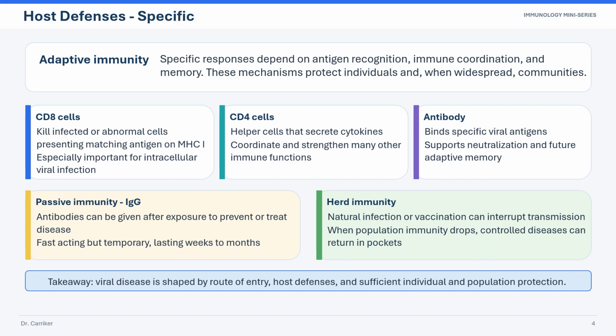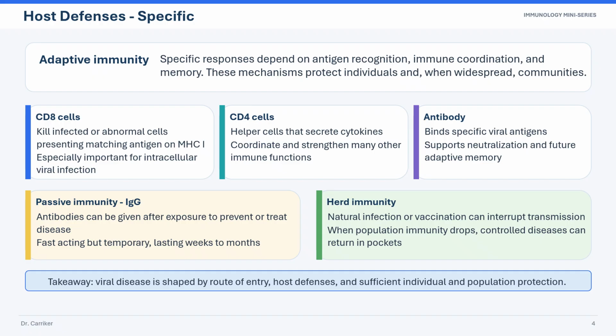Their job is to identify infected or abnormal cells and trigger those cells to die. This is especially important in viral infections because viruses replicate inside host cells. Once a virus is inside the cell, the immune system often has to eliminate the infected cell itself to stop the virus from making more copies.